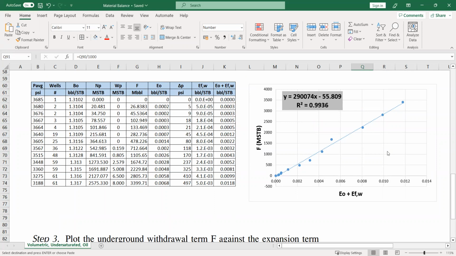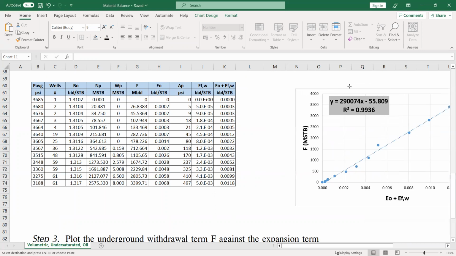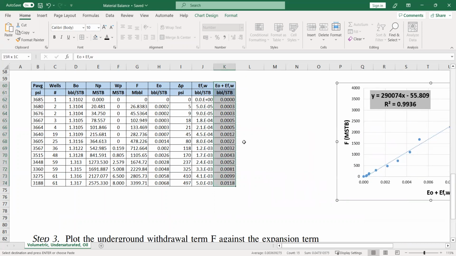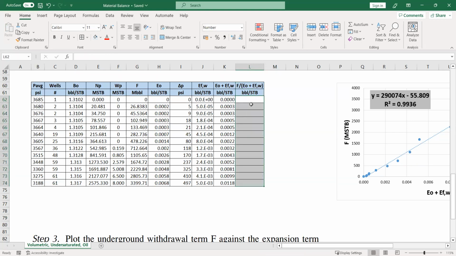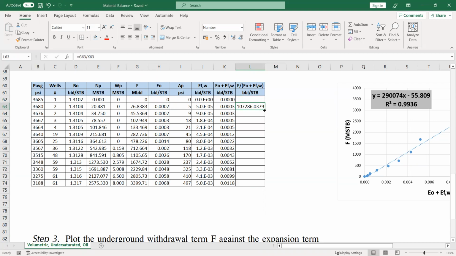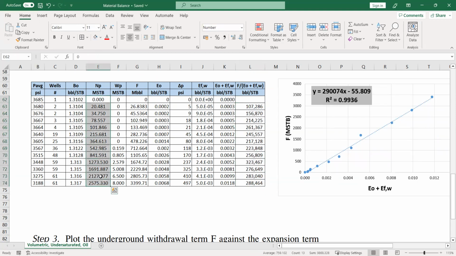And to do that, I'm going to make another plot. Here, it's F divided by the expansion term. It's like this, and it's very easy. It's F divided by the expansion term. And then you just need to plot it against the cumulative oil production by time.